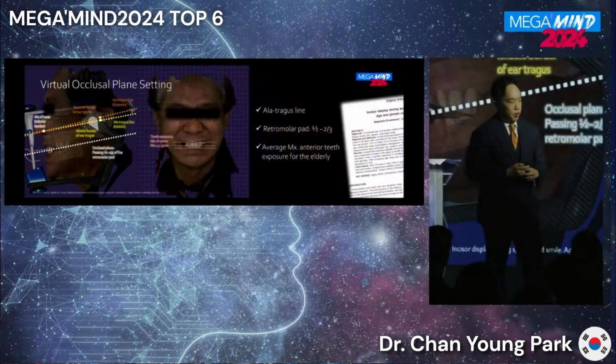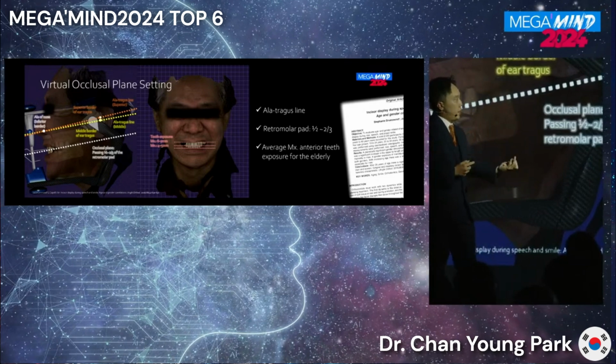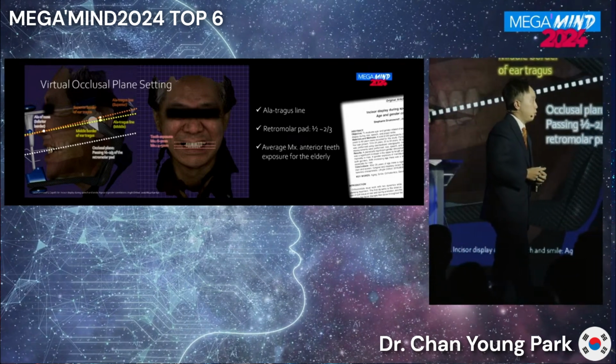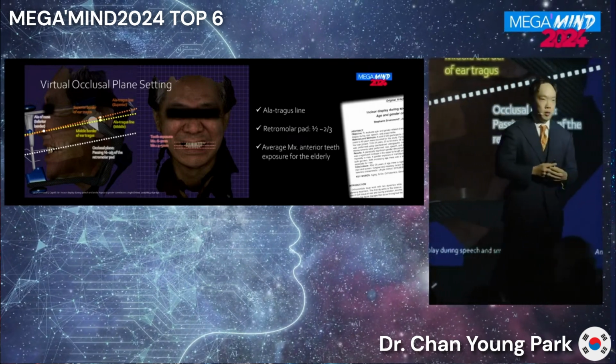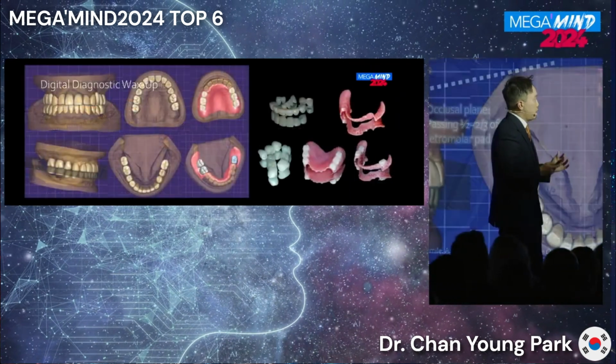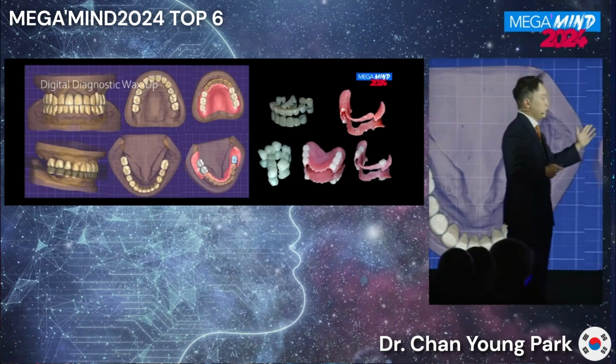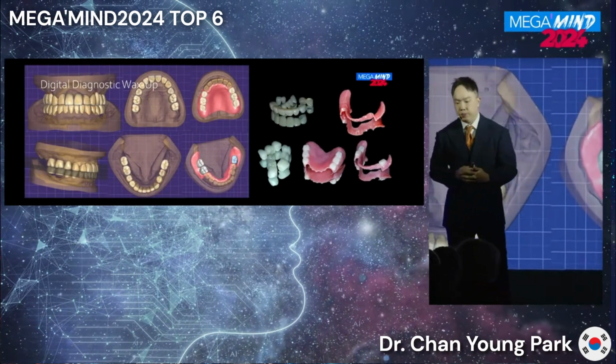And for the occlusal plane, the Alatrogus line, retromolar pad, and the average value of the anterior tooth exposure for the elder people were used as the reference for the setting. And based on the setting, diagnostic wax-up was done with the 3D printed provisional crowns and dentures.